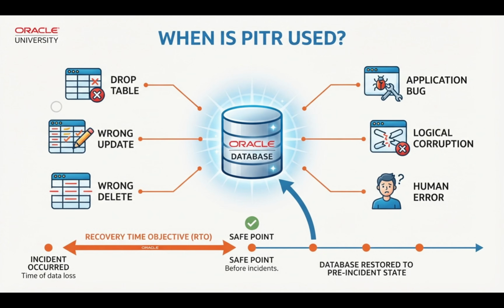Point-in-time recovery is especially useful for logical problems. For example, someone could accidentally drop a table, perform a wrong update or delete, or an application could introduce incorrect changes. The hardware might be completely healthy. The problem is simply that unwanted changes have entered the database. Point-in-time recovery allows us to recover the database to a point before those changes occur.